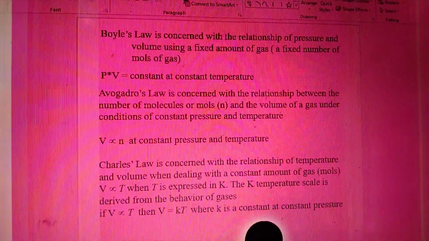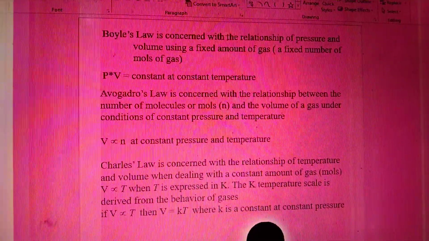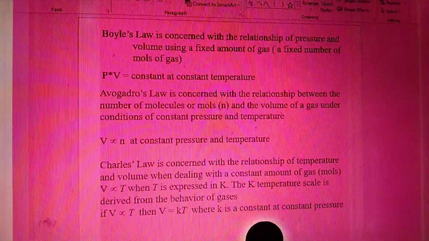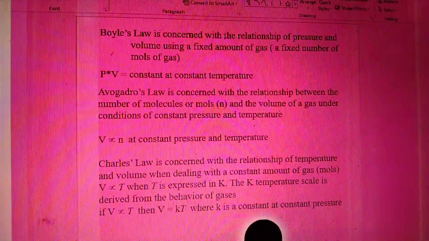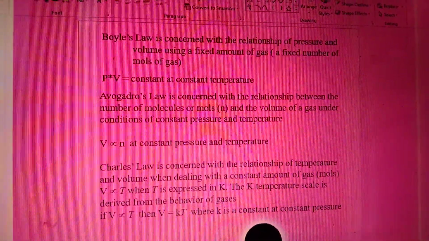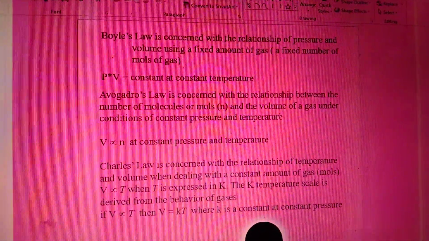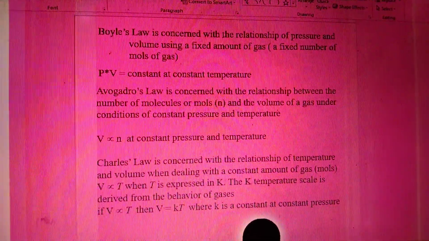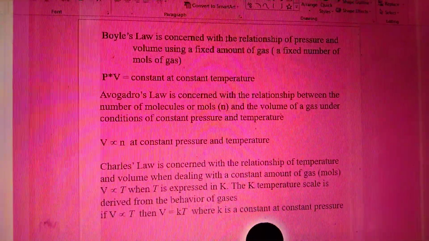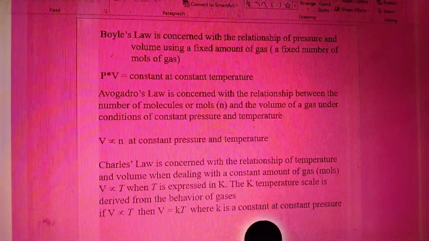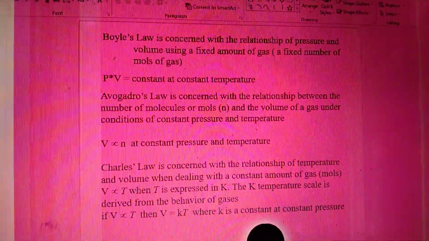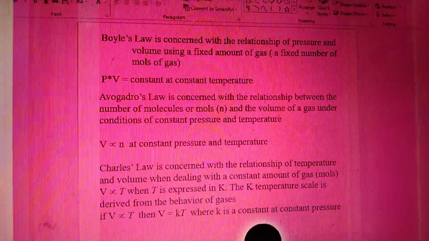Charles' law is concerned with the relationship of temperature and volume when dealing with a constant amount of gas. Moles of gas, V is proportional to T, and T is expressed in Kelvin. The Kelvin temperature scale is derived from the behavior of gases. And then V equals kT, where k is constant at constant pressure.